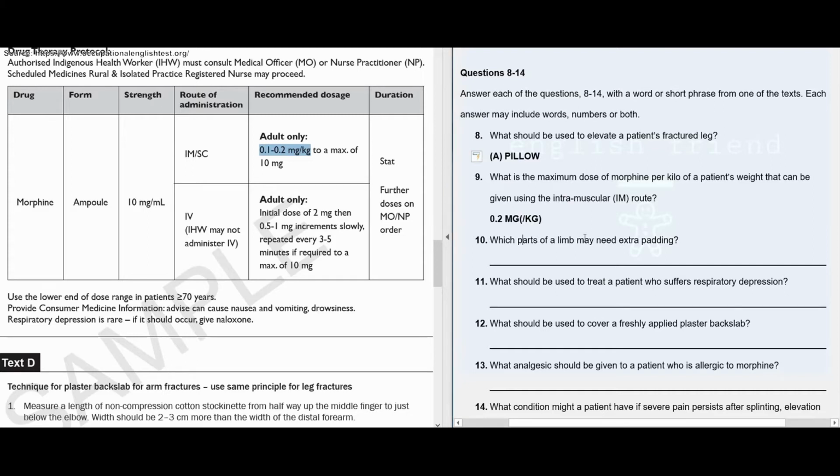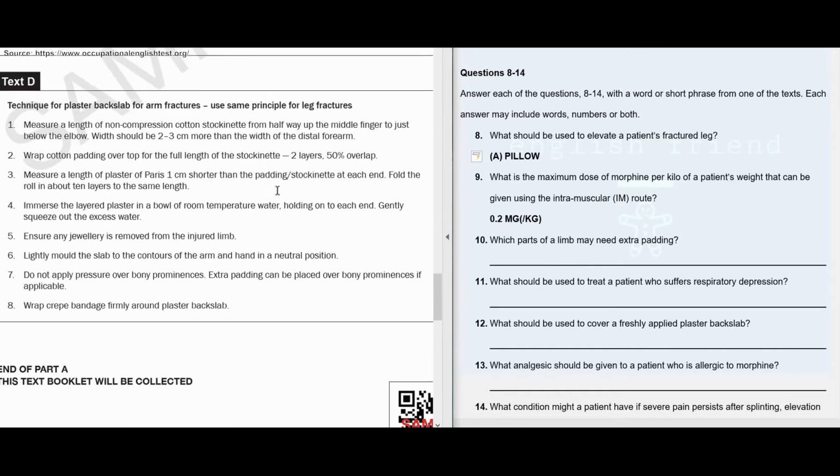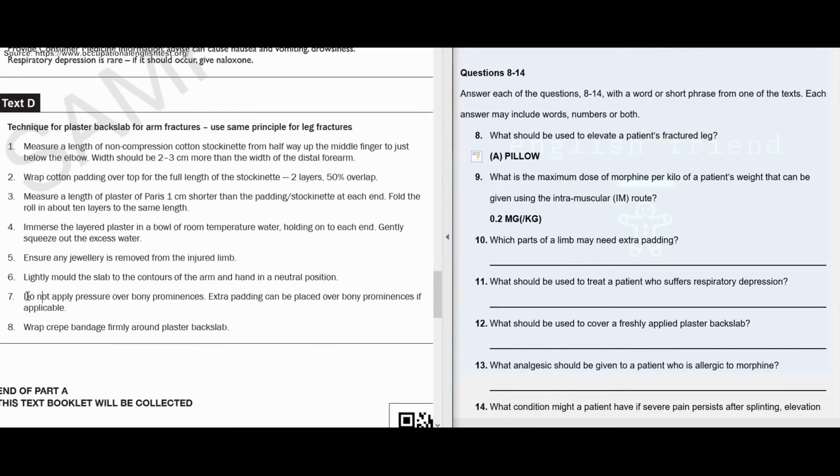Question number 10. Which parts of a limb may need extra padding? Answer for this question can be found in text D. Here, in the 7th point, do not apply pressure over bony prominences. Extra padding can be placed over bony prominences if applicable. So the question is about that part of a limb which may need extra padding. Answer for question number 10 is bony prominences.